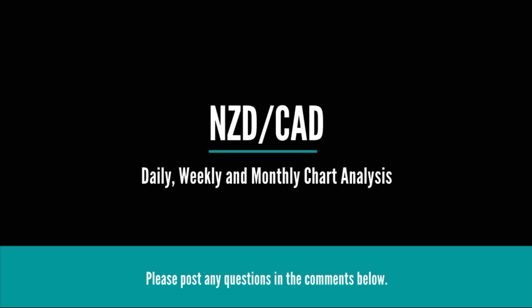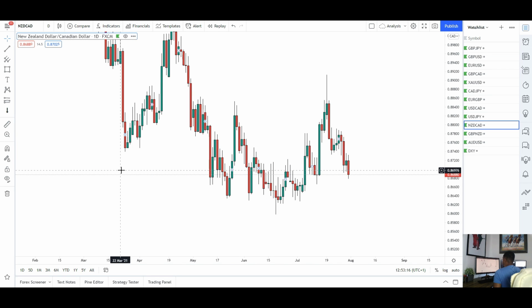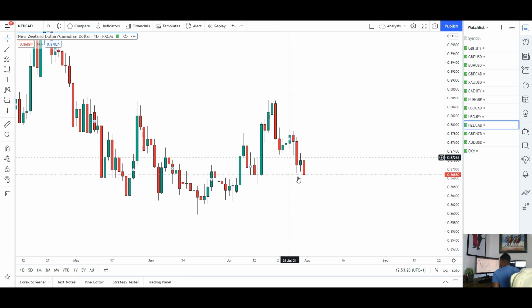Now let's take a look at NZD CAD. So now we're going to move on to NZD CAD. For this pair, as you can see, we had quite a nice movement to the downside this week.